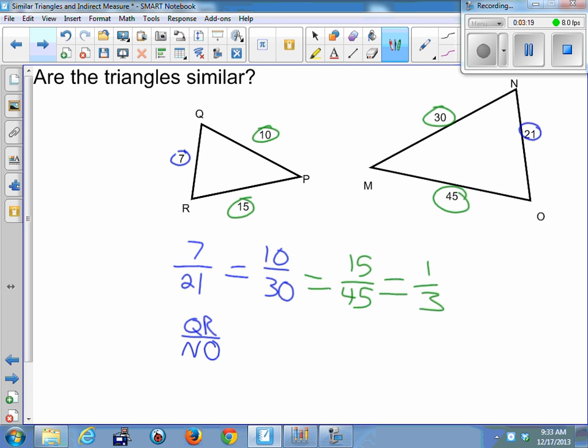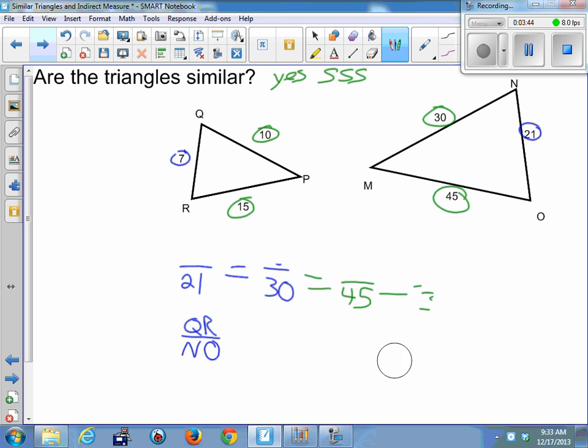And then we can say that these are similar triangles because of side, side, side. We have three sides that are all proportional, so we can do side, side, side. Now that we have these, we can go and make the actual similarity statement.